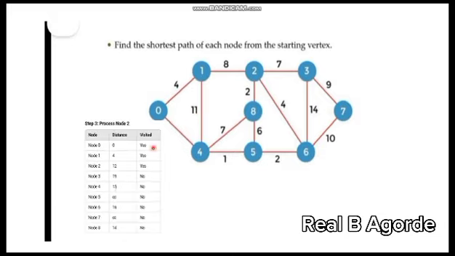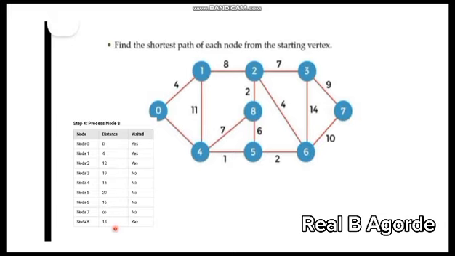Now we move to node 2, which has the shortest distance of 12. From node 2, we reach node 3 with a weight of 7, so we update the distance to node 3 as 19. We can also reach node 6 with a weight of 4, updating its distance to 16. And we can reach node 8 with a weight of 2, so we update the distance to node 8 as 14.